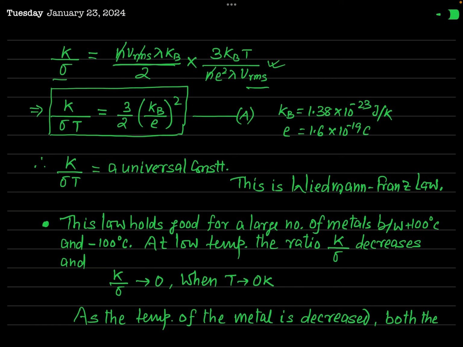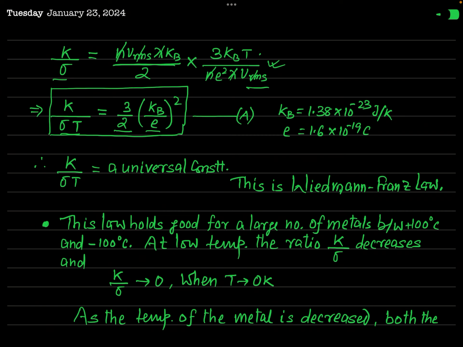N will cancel out, Vrms will also cancel out, and lambda will cancel out. Now bring this T to the LHS, and you can see this will be K over sigma T equal to 3 over 2 times kB divided by e, whole square.